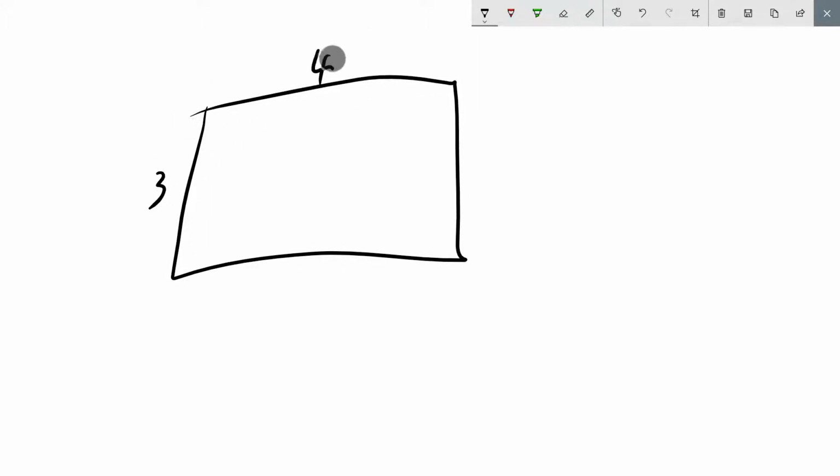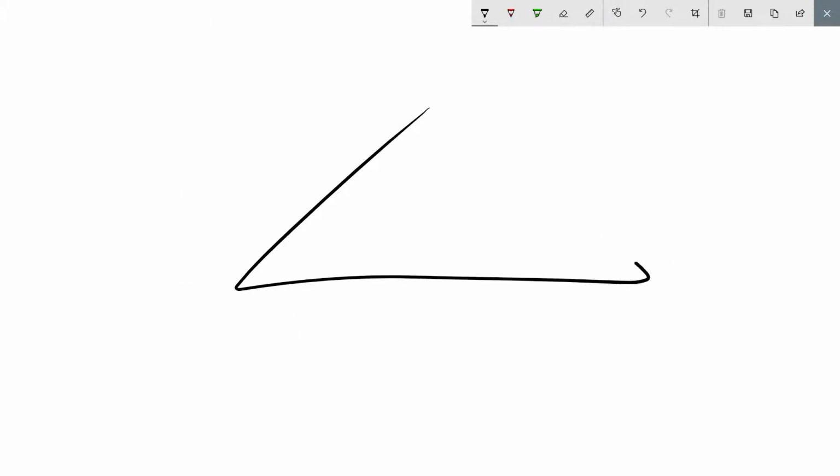So we have 3 and 4. Because this is a rectangle, this has to be also 4, and this also has to be 3. So 3 plus 3, 6, plus 4 plus 4, 8, 6 plus 8, 14. And that will be our perimeter for this rectangle. We can apply the same logic for a triangle. Let's say this is 3, 4, and 5. Add them together, 9 plus 3, that'll be 12. So the perimeter of this triangle is 12.